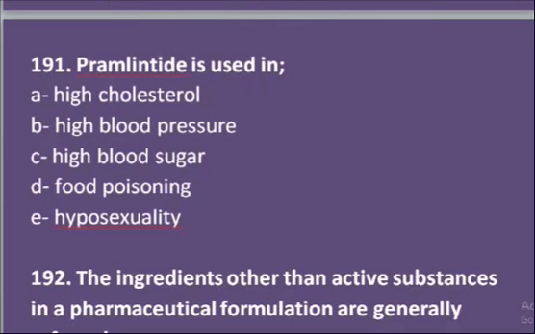So our first MCQ of this video: Pramlintide is used in high cholesterol, high blood pressure, high blood sugar, food poisoning, and in hypersexuality. So actually Pramlintide is an anti-diabetic drug, that is, it is used in the management of high blood sugar. It is actually an amylin analog, and it is used for treatment of high blood sugar. So C is the correct option here.